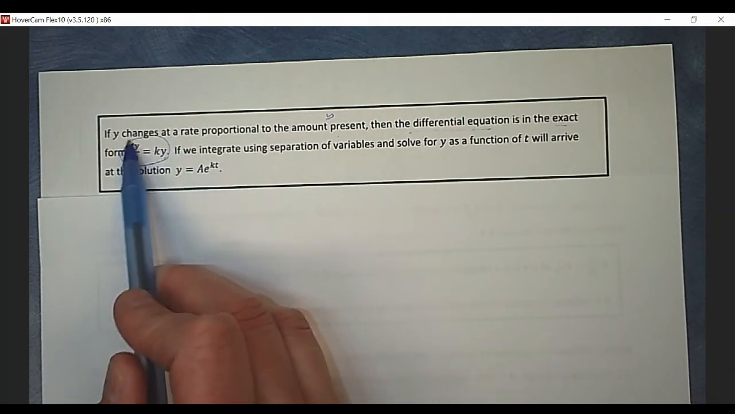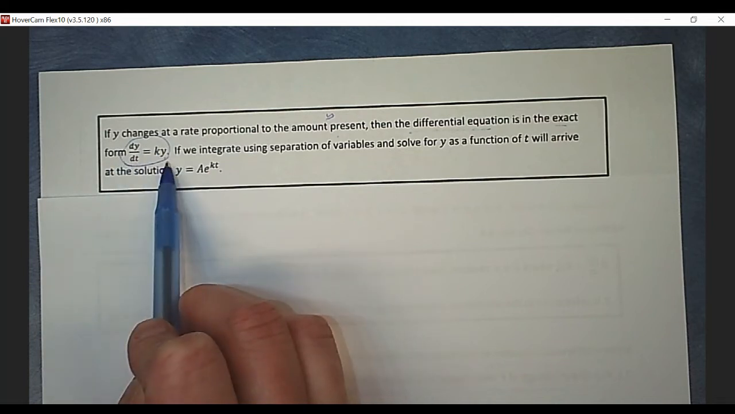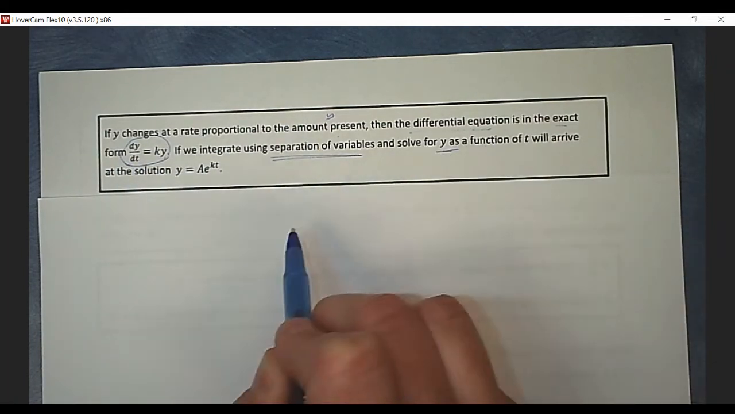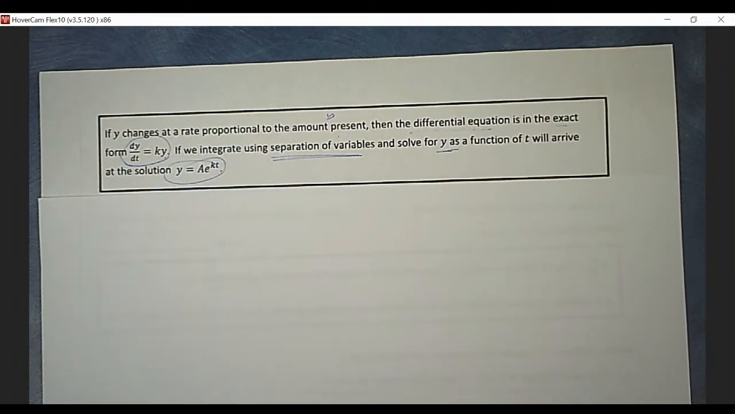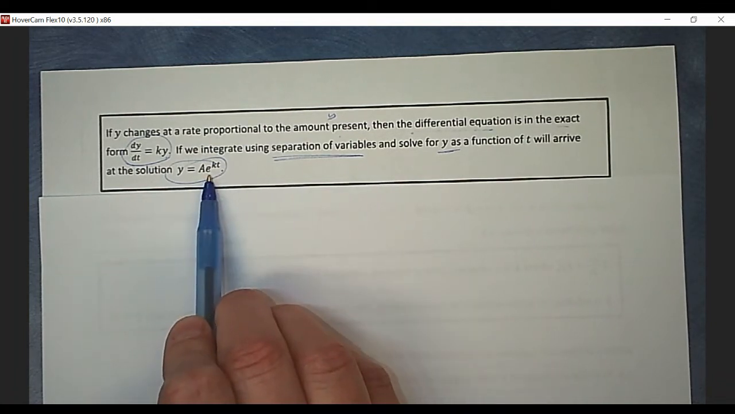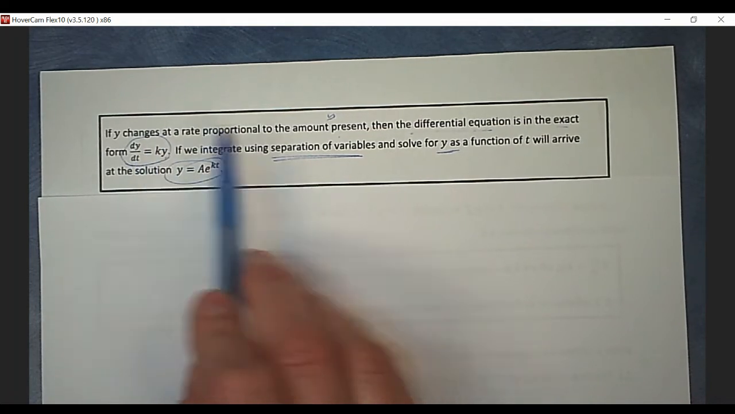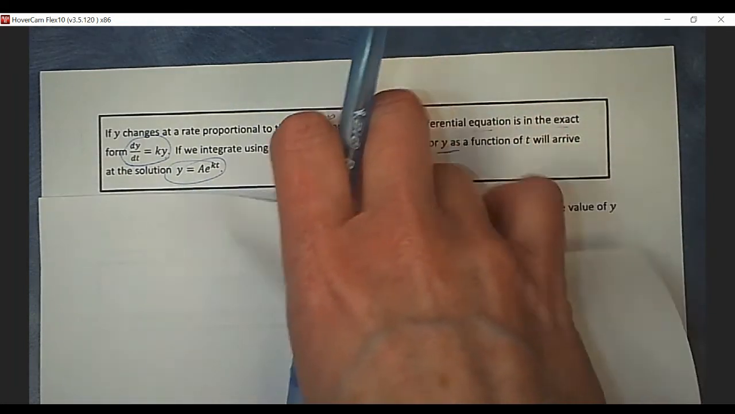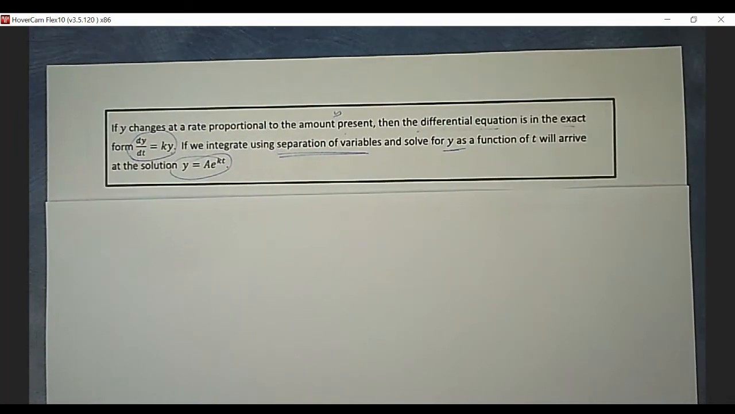Then if you have a differential equation in this exact form, if you integrate using separation of variables and you solve for y, you get this format. And what we're going to do next is I'm going to show you that we actually get that format. And this basically is a formula. So when you get up to the AP exam, you can either memorize the formula or do the process of separation of variables to arrive at the formula. That'll be your call. So here's how we get to that formula.